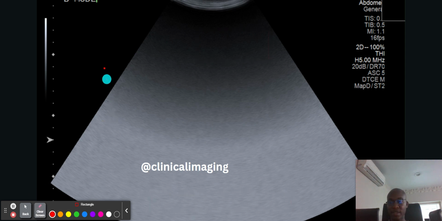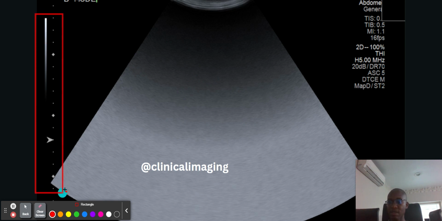That being said, let's take a look at some of the information on the right hand side and also on the left hand side. At the left hand side here is where you see the depth. These dots, the bigger ones and the smaller ones, represent the depth at which we are operating.